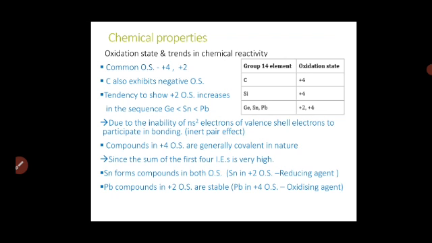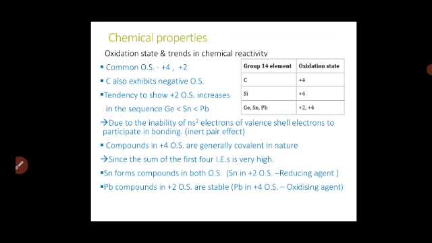Here also the group valency is 4, because the group oxidation state is +4. Why? Because there are 4 electrons in the outermost or valence shell, ns2 np2, right? But along with that, the +2 oxidation state is also there. Now for which elements? For germanium, tin and lead, the last 3 elements, they show +2 oxidation state.